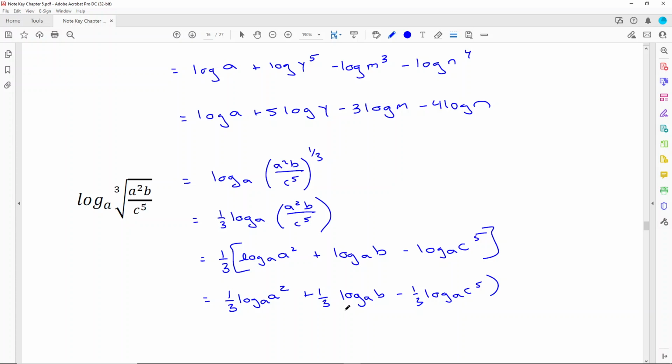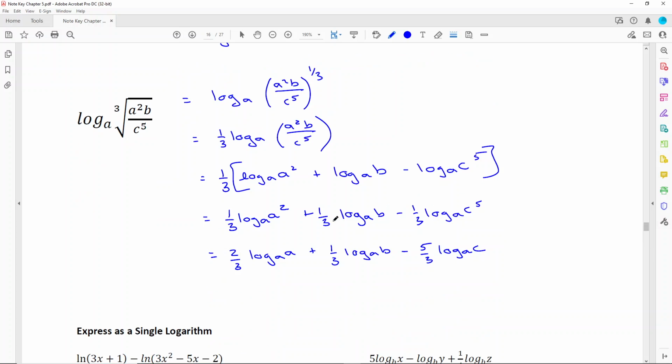And again, you could have brought your exponent down first and that would have been fine. Or you could multiply the 1/3 through. I multiplied my 1/3 through, and now I'm going to bring my exponent down. So the exponent's going to come in front and multiply. So this is 2 times a third. 2 times a third is 2/3. So 2/3 log base a of a plus, there's no exponent to bring down, so 1/3 log base a of b minus 5/3 log base a of c.